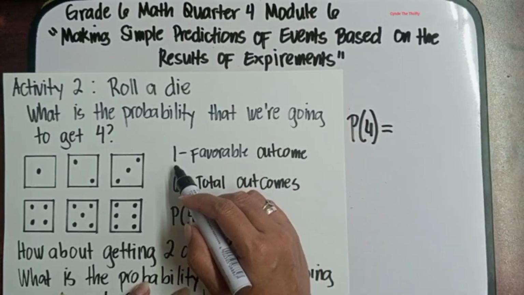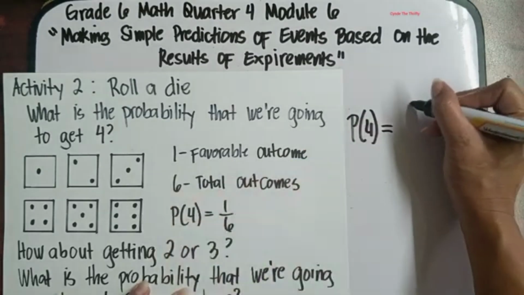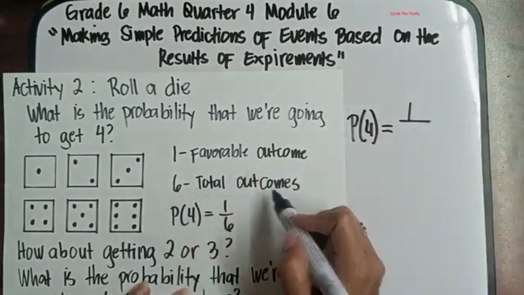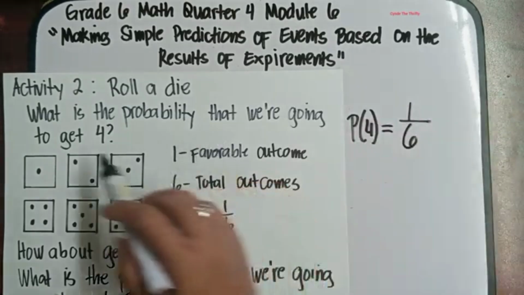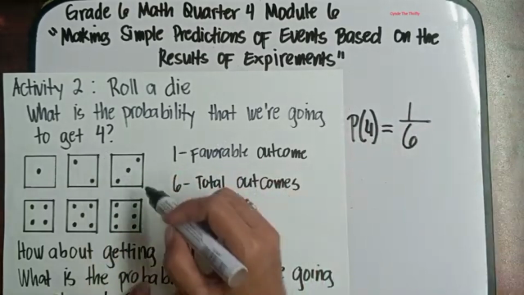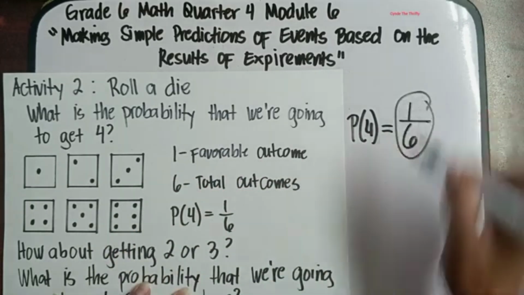Ilan ang favorable outcome natin? 1. 1 divided by our total outcomes, 6. So, ang probability natin na makukuha natin ang 4 sa pag-roll ng ating die is 1/6.